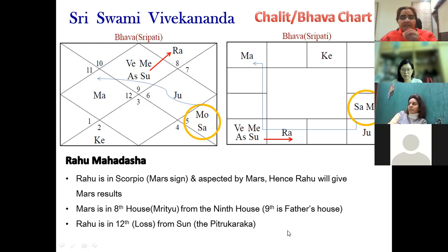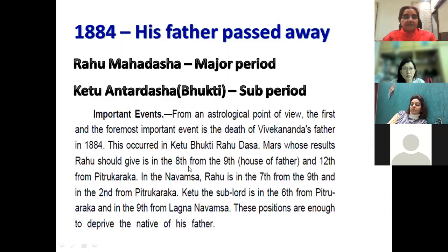Whenever you are looking at anything for father, you should look at the sun. Anything related to mother, you must see the moon. Anything related to siblings, brothers, you must see Mars. Those significators, in a separate file, we have to learn. So from the Sun, Rahu is placed in the 12th house. So it can cause loss of father. That's the reason this has happened in the Rahu Mahadasha.